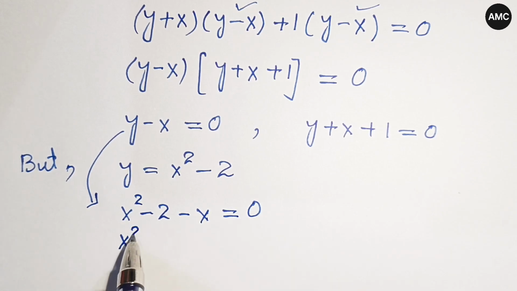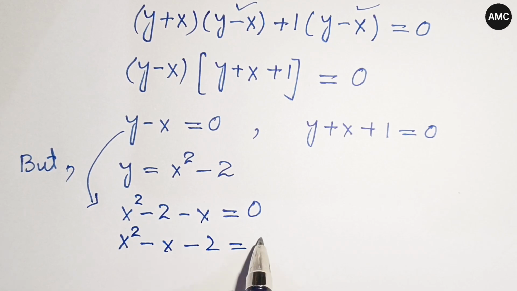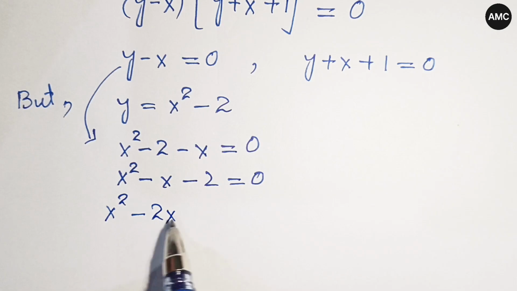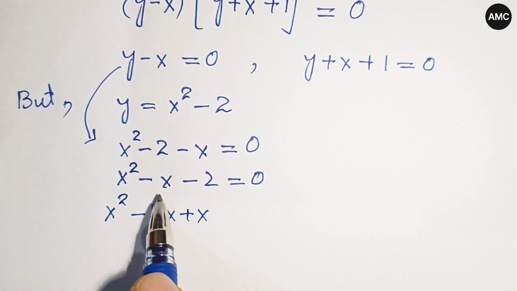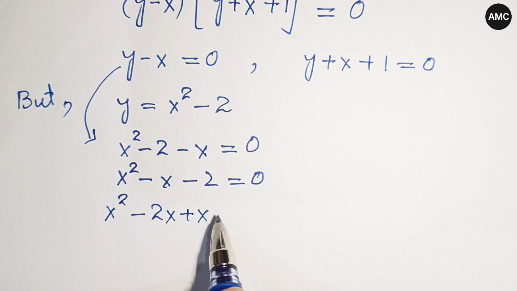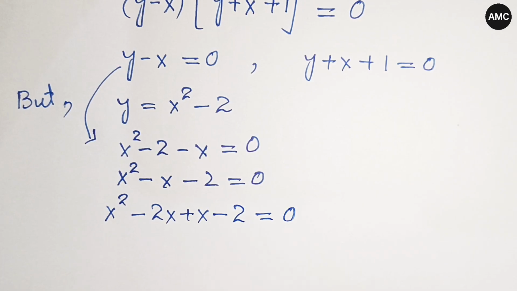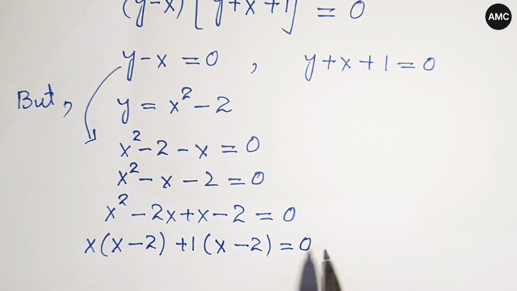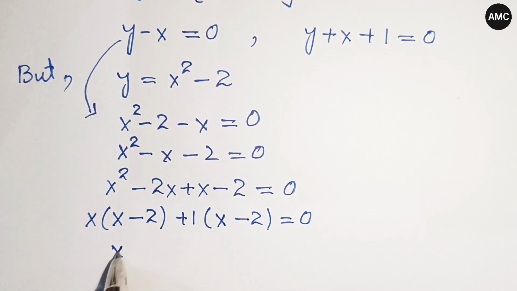Now by rearranging, we write x squared minus x minus 2 is equal to 0, and it is a nice quadratic equation. We have to solve this equation by using the factorization method. So we write x squared minus 2x plus x, since minus 2x plus x will be equal to minus x, so we split this minus x into minus 2x plus x, and then minus 2 is equal to 0. So taking x common, we get x minus 2, and here 1 is common, we have x minus 2. We get the common term, which is x minus 2.